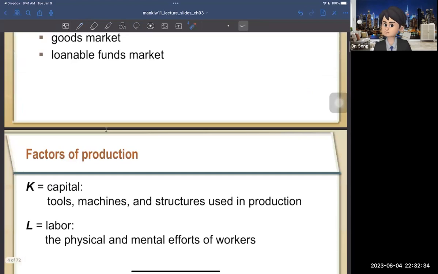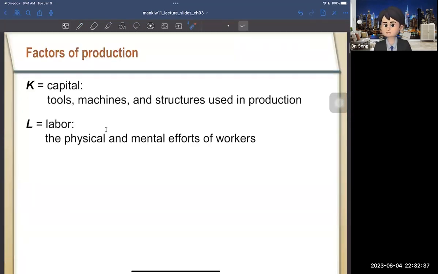All right, so the factors of production. K denotes capital, and L is labor. The reason that we use K for capital is that we already use C for consumption, right? So consumption we denote C, so that's why K is capital. The capital, for example, includes tools, machinery, and structures used in production. Like buildings, that is capital. On the other hand, labor is the physical and mental effort of the workers, that we call labor.